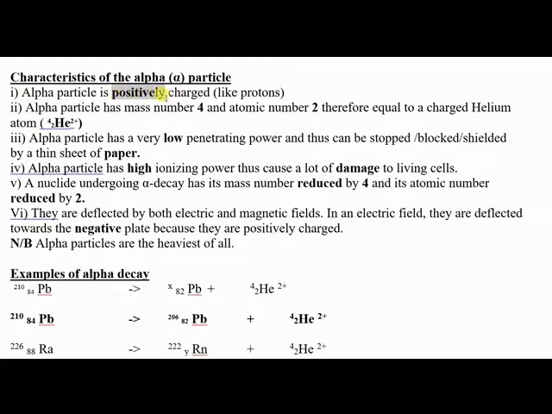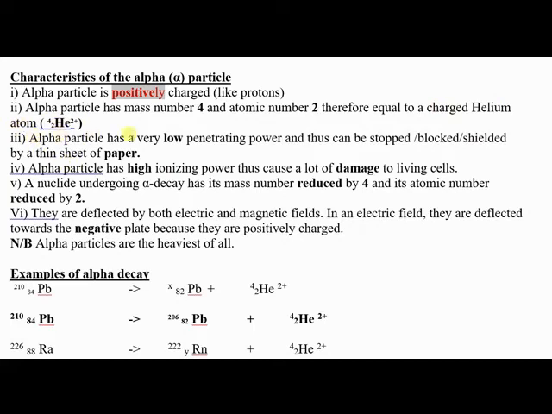Alpha particle has a mass number of 4 and atomic number 2, therefore equal to a charged helium atom. So they have a mass number of 4, atomic number of 2. That one is also important.